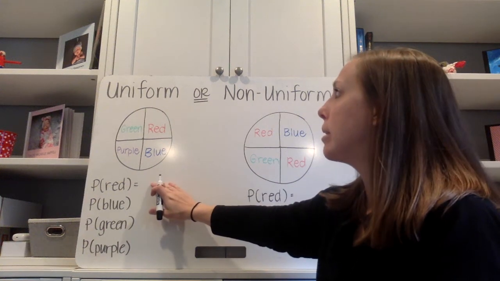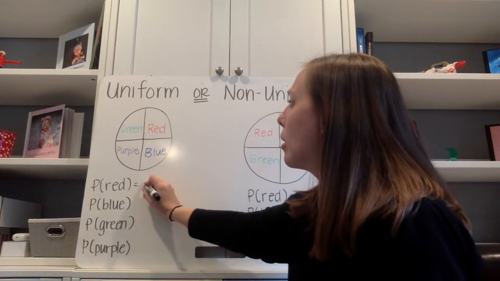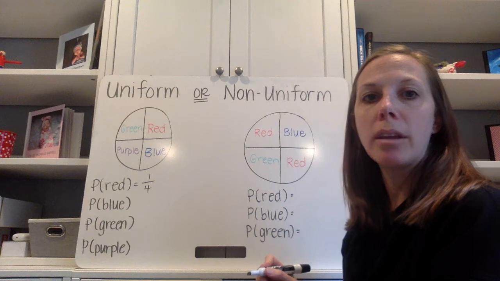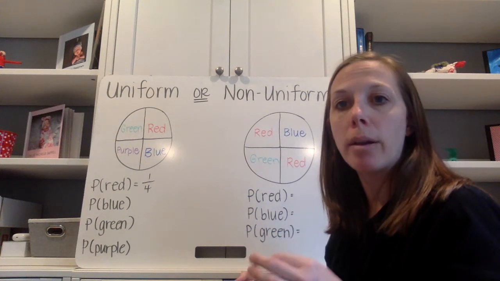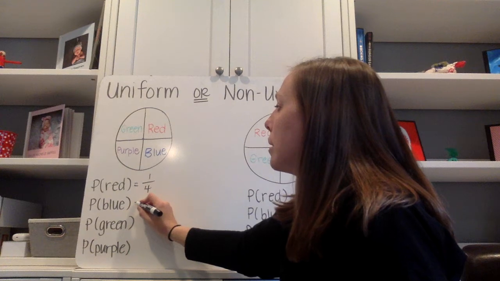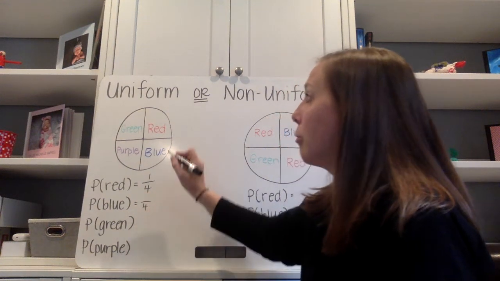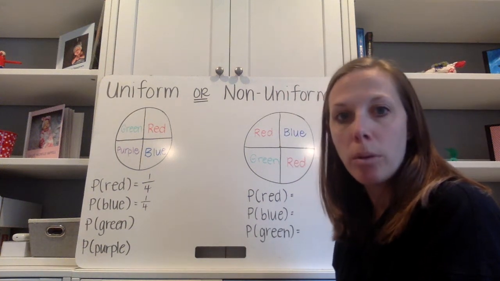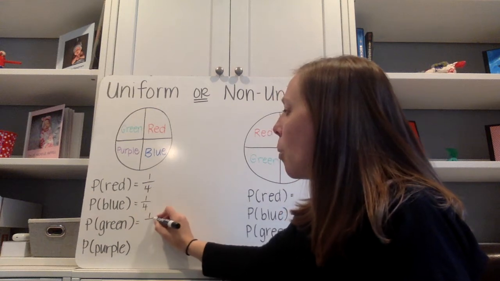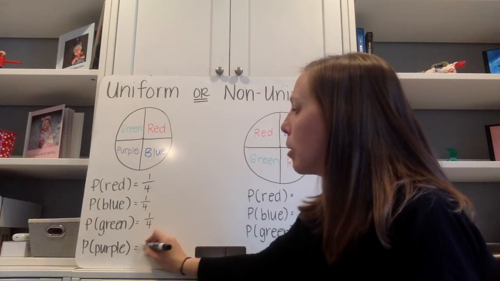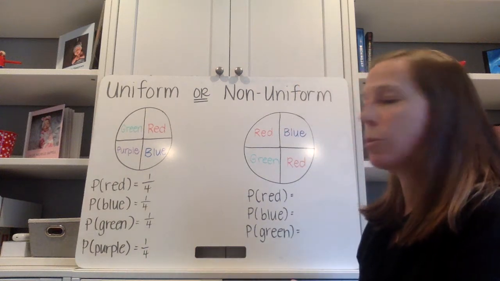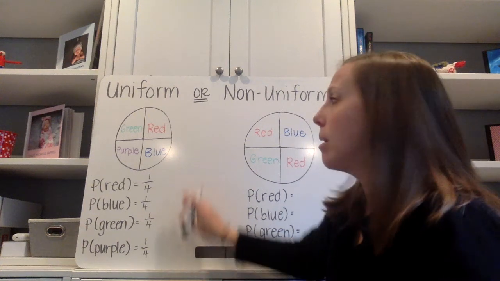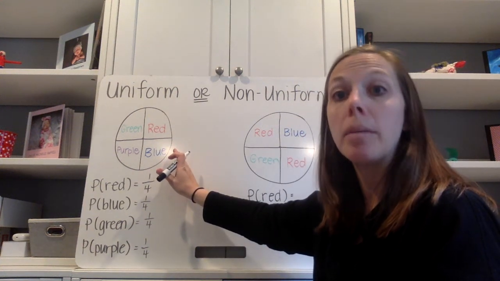The probability of landing on red, I know that there are four spaces I can land on. One of them is red. So the probability of landing on red is 1/4. This is my theoretical probability. The probability of landing on blue, again, there are four equal spaces. One of them is blue. So my probability of landing on blue is 1/4. Green, same thing. It is one out of the four equal spaces. Purple is also one out of the four equal spaces. Since all of these probabilities are exactly the same, this shows a uniform probability model.